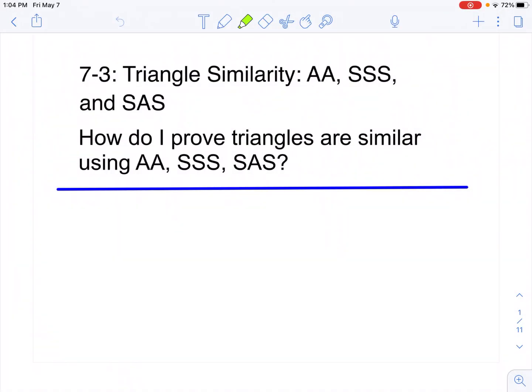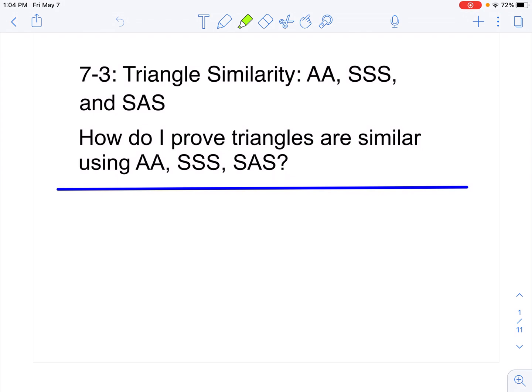Section 7.3 is on triangle similarity. Angle-angle, side-side-side, and side-angle-side. How do I prove triangles are similar using angle-angle, side-side-side, and side-angle-side similarity? This might look familiar to you because we did do proofs of congruent triangles earlier this year.